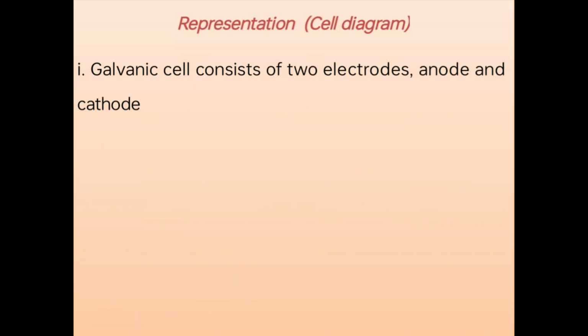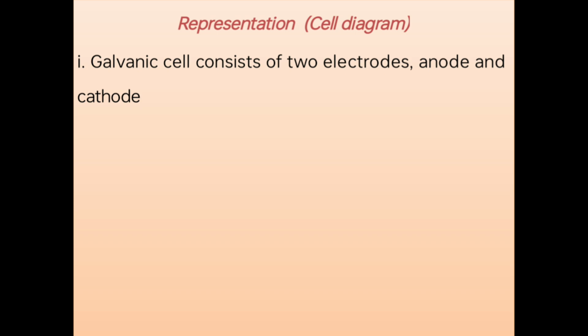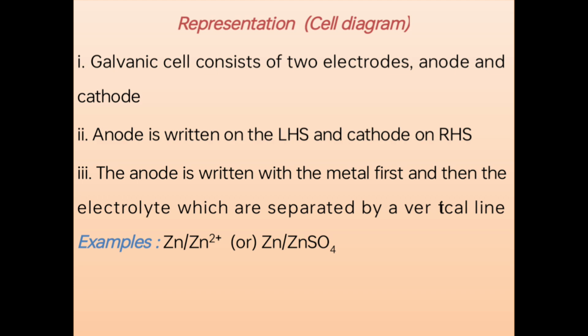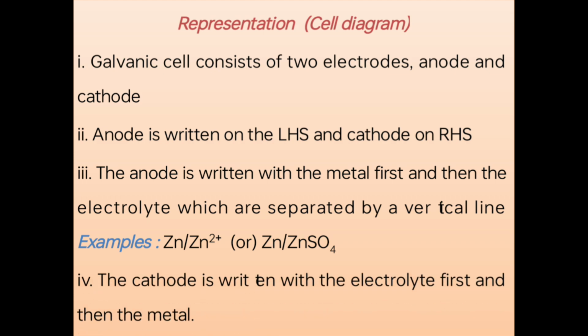Representation of cell diagram. A galvanic cell consists of two electrodes, anode and cathode. Anode is written on the left hand side and cathode on the right hand side. The anode is written with the metal first and then the electrolyte, which are separated by a vertical line. Example: Zn | Zn²⁺ or Zn | ZnSO4. The cathode is written with the electrolyte first and then the metal.